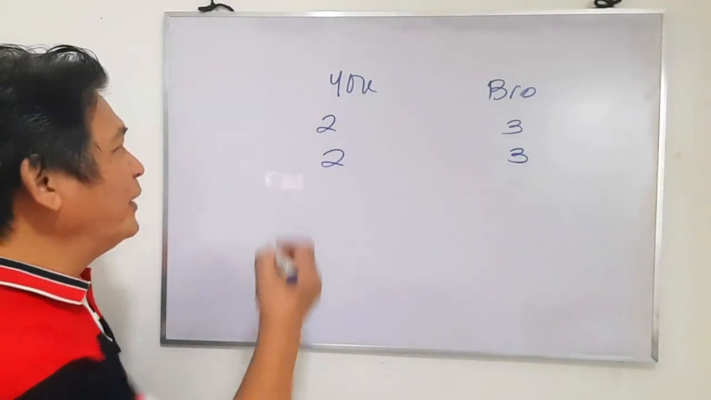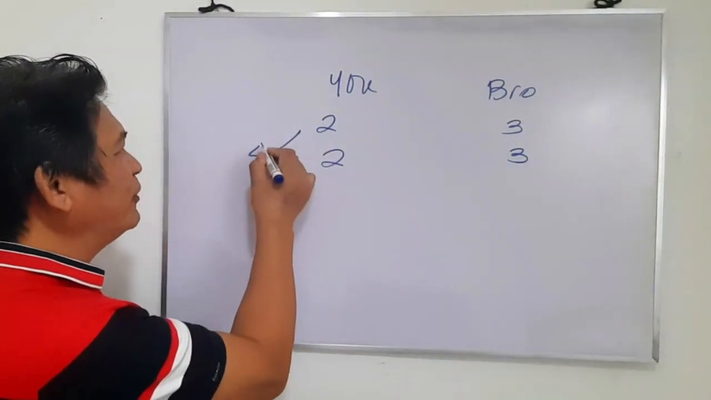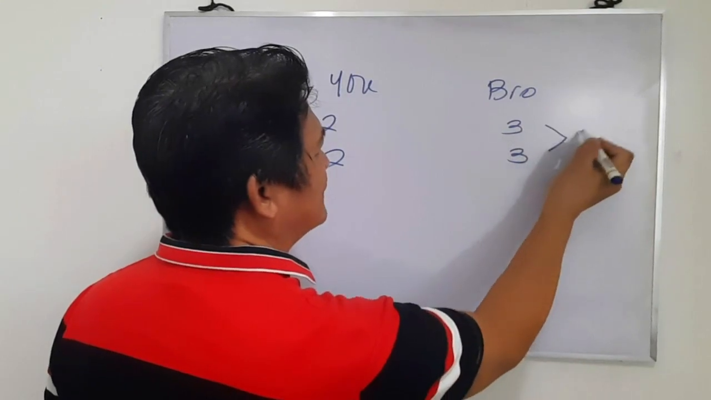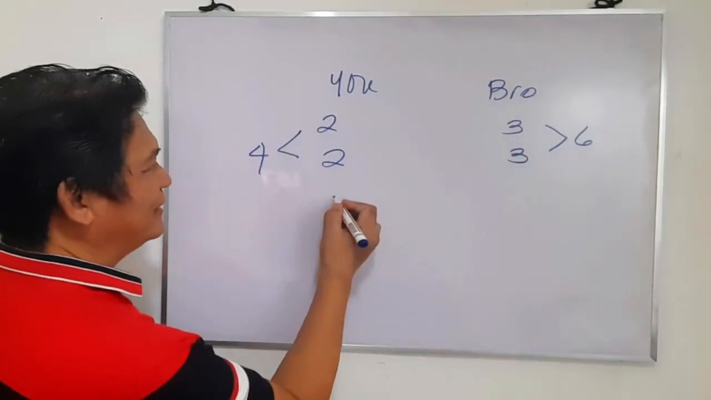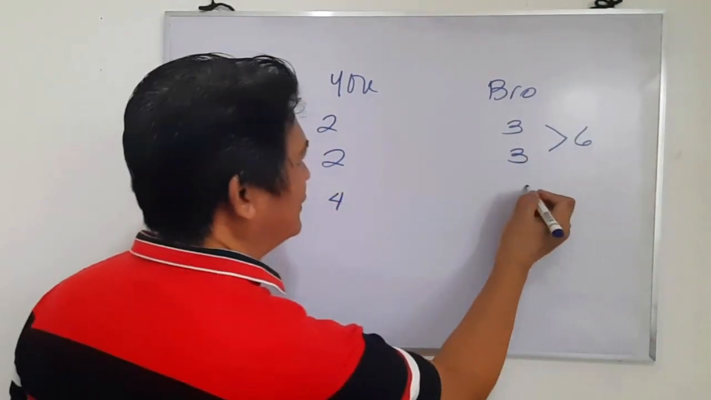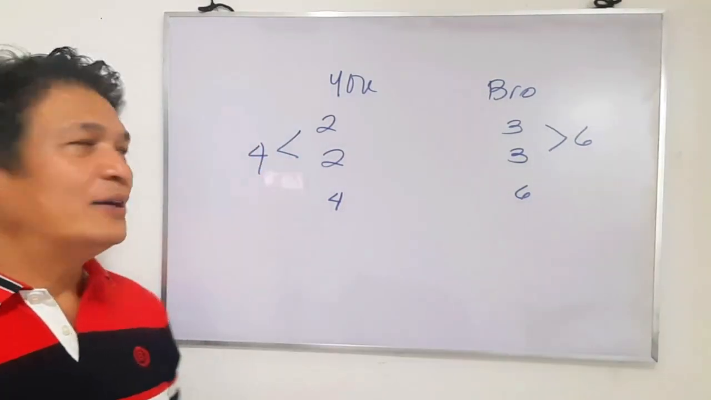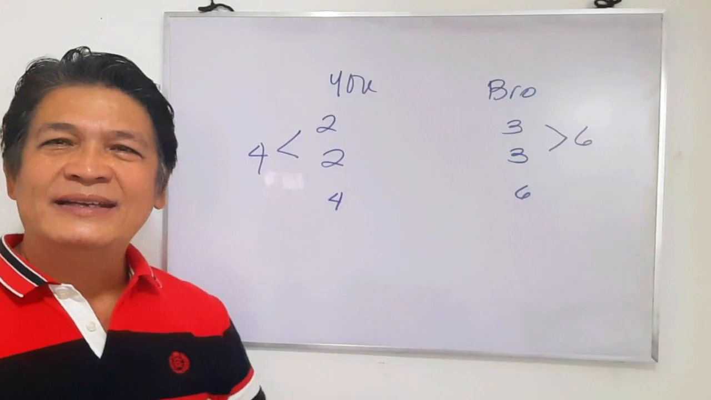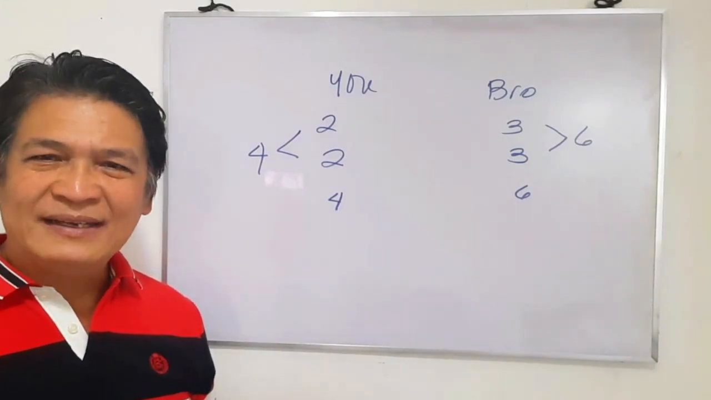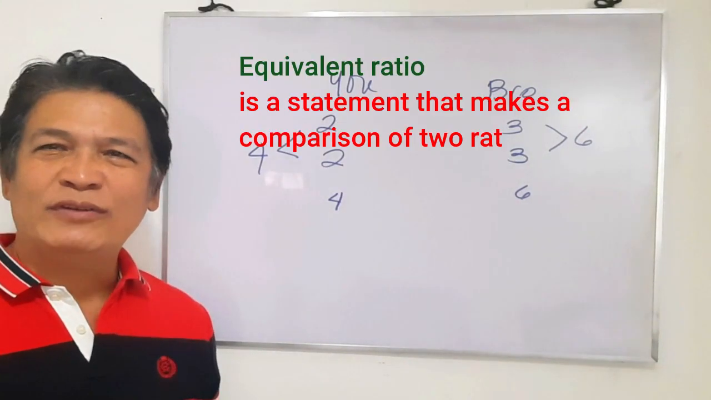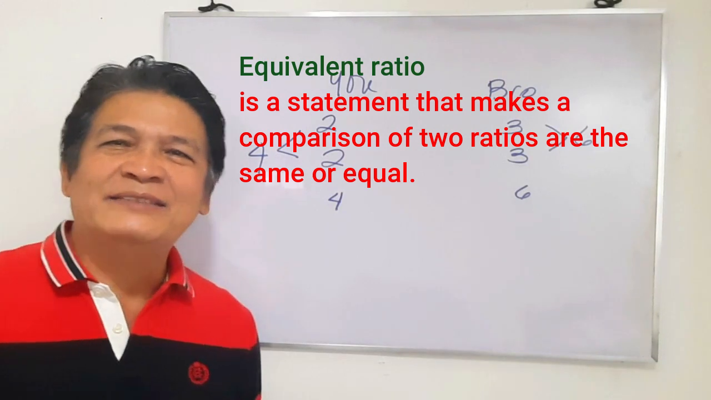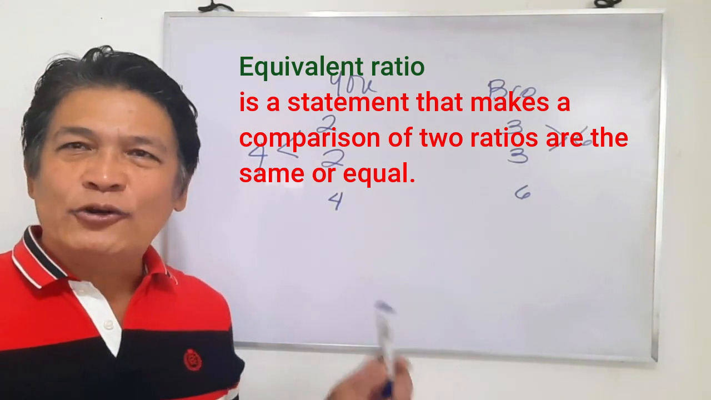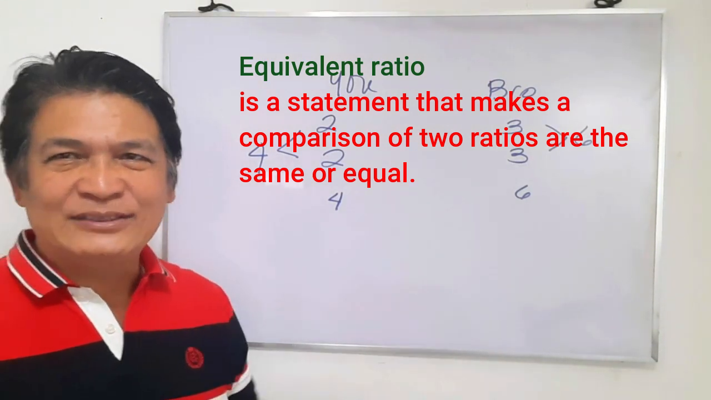For 2 days, you have received 4 chocolates against your brother's 6. So the ratio becomes 4 to 6. Now, 2 is to 3 and 4 is to 6 is called equivalent ratio, because equivalent ratio is a statement that makes the comparison of 2 ratios.